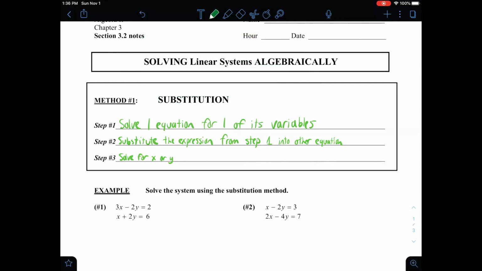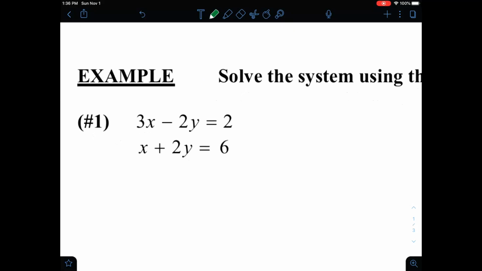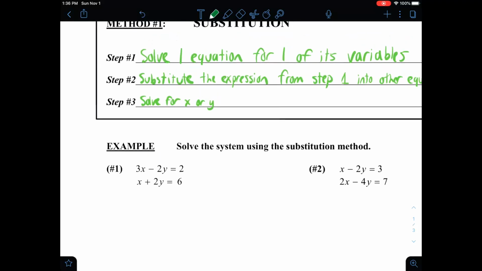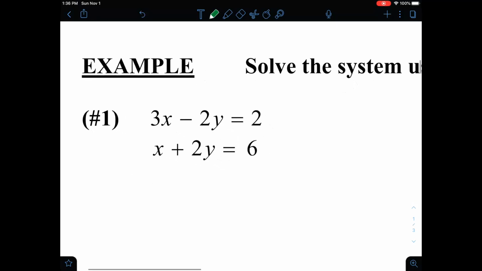Okay, so let's go ahead and get into it here. We have example 1 and example 2. So we have 3x minus 2y equals 2 and x plus 2y equals 6. These are 2 equations that make a system. You could graph these and see what you get for an answer, but we're going to solve this algebraically. So step 1 is to solve one equation for one of its variables, which means to get it by itself. So which equation, top or bottom, do you think would be easier to get by itself? And which variable would be easiest to get by itself?